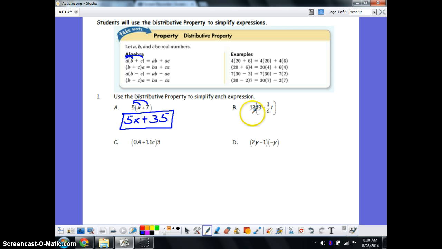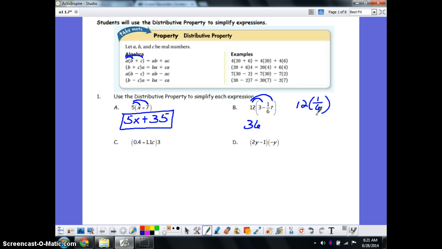The second one, B, we're going to do the same thing with 12. We're going to distribute it by multiplying each term inside by that 12. Well, 12 times 3, that's 36. And we're going to look at 12 times negative 1/6. We're going to ignore the negative ones and just talk about what is 12 times 1/6.